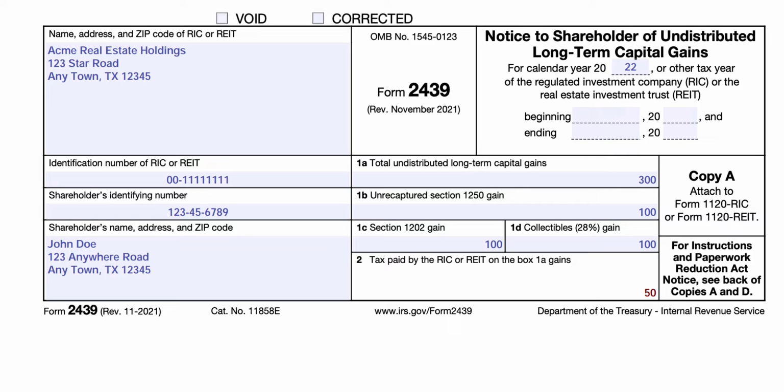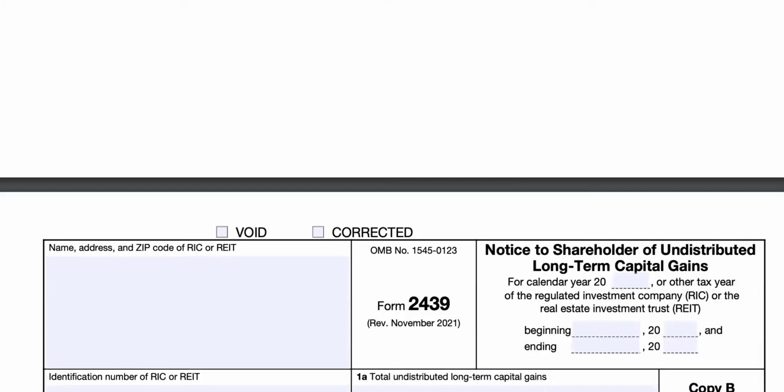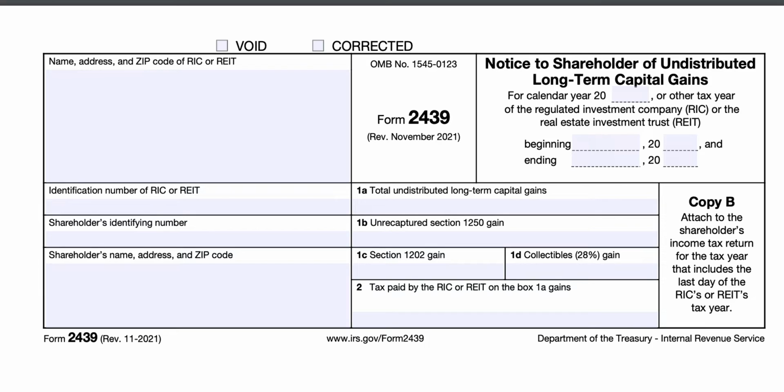Before we do, I'll acknowledge that there are 4 copies of this form: copy A, B, C, and D. Copy A, the registered investment company or the REIT will actually attach that to their Form 1120 and send that to the Internal Revenue Service when they file their tax return. Copy B, which you'll see on page 3 of the form if you obtained it from the IRS website, would be what you receive as a shareholder, and then you would attach that to your income tax return.